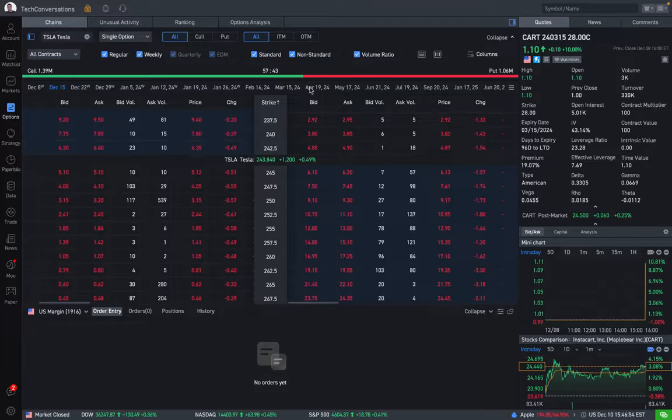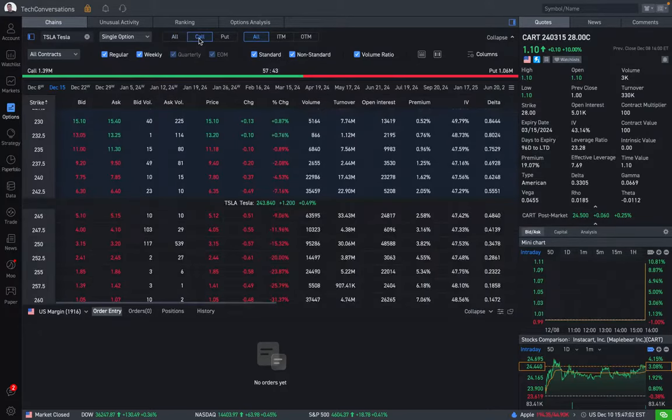Now, let's start here with call options. So how do we go to the calls? Up here, there is this call button. So let's click on this. And as you can see, we can see all of the available call options for the current selected ticker symbol, which right now is Tesla. Of course, you can change that here to whatever stock you want to look at the calls on.